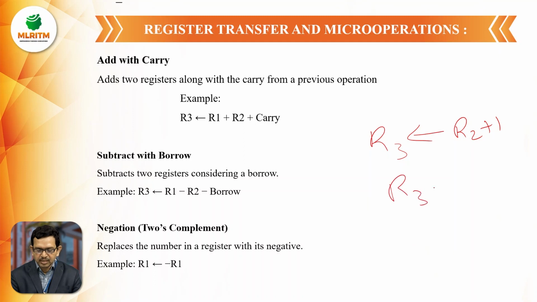Likewise, for the decrement operation, R3 gets R2 minus 1. It means we are decrementing the data present in the register R2 and assigning the result to R3. Once the decrement operation is applied, we transfer the data to R3. Likewise, in the increment operation, once the increment is done on the register R2, the data is transferred to R3.